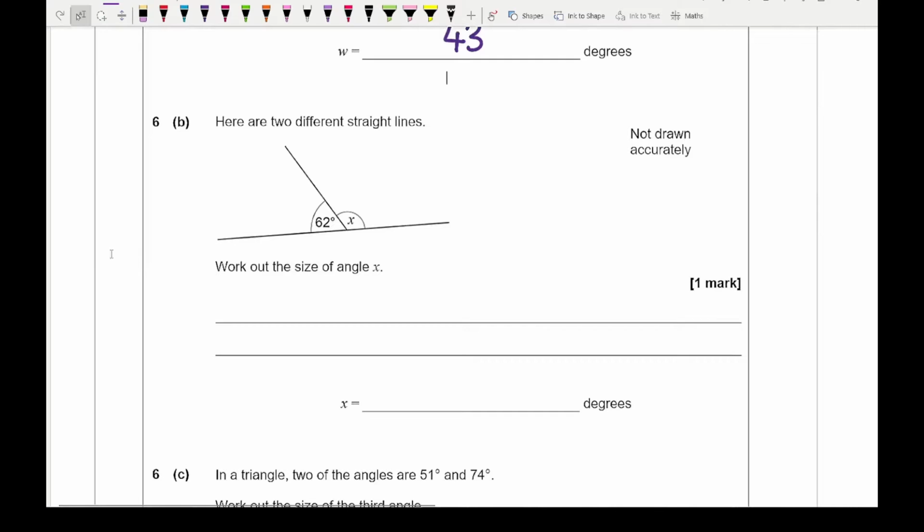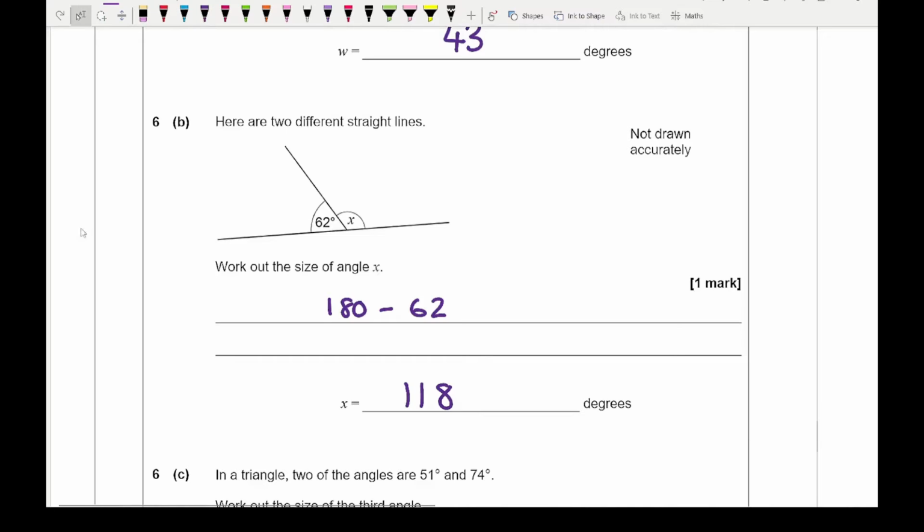For question 6b, it says here are 2 different straight lines. Work out the size of angle X. Well, angles on a straight line add up to 180. So 180 minus 62 is going to equal 118 degrees, which looks correct because X is obtuse and my answer is obtuse as well.